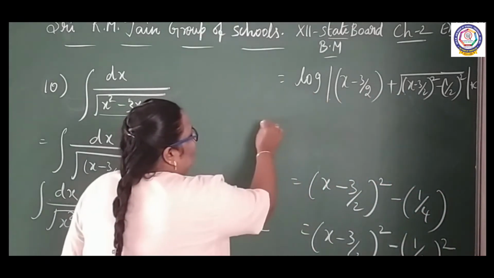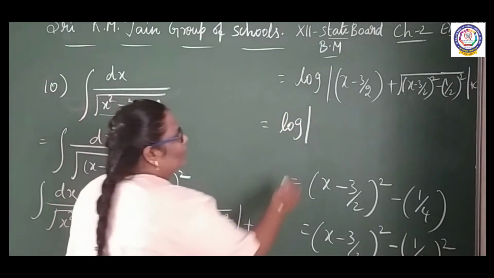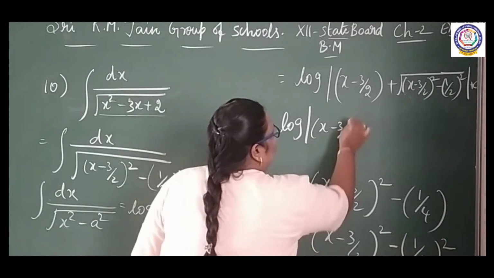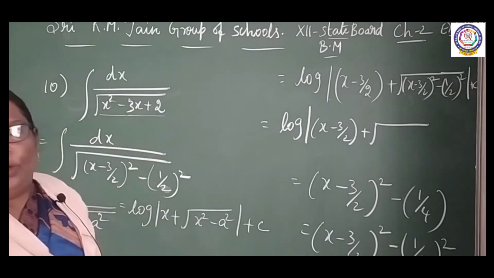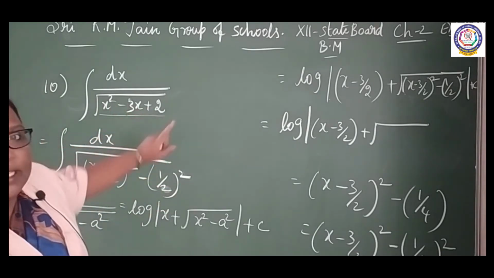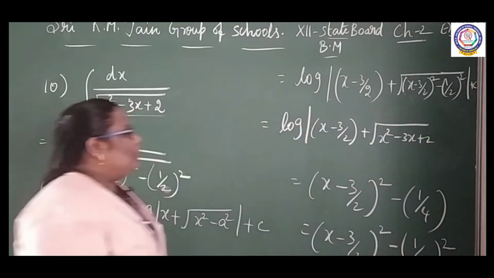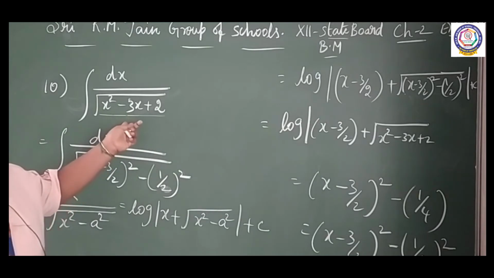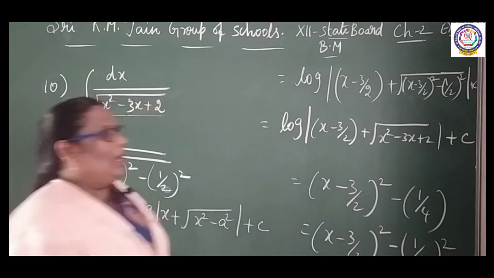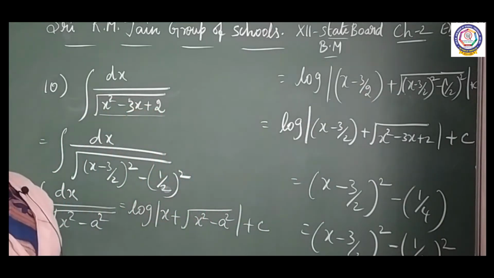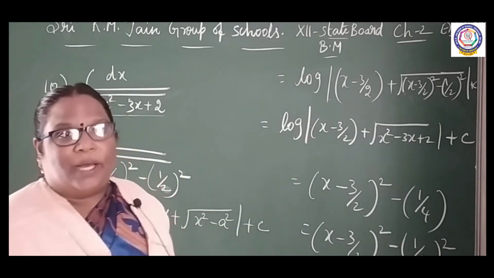See here, log of modulus of x minus 3 by 2 plus root of, or otherwise you will write the same value. See here, x square minus 3x plus 2, because you brought that value from this only. So log of modulus of x minus 3 by 2 plus root of x square minus 3x plus 2 plus c.